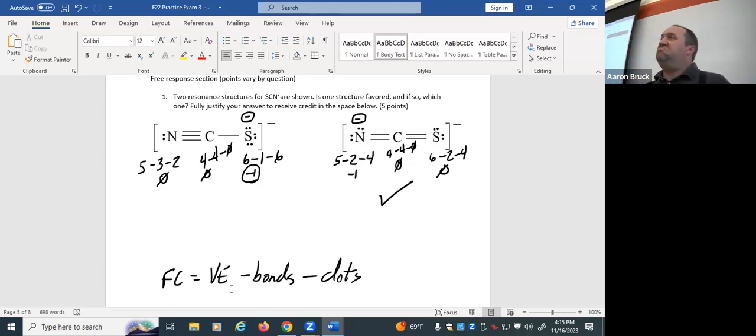But we could also see there's probably a little bit of character where we've got a little bit of a triple bond on that nitrogen as well, because that would give nitrogen a 0 formal charge. And the sulfur is also pretty electronegative. It can handle that negative charge also.